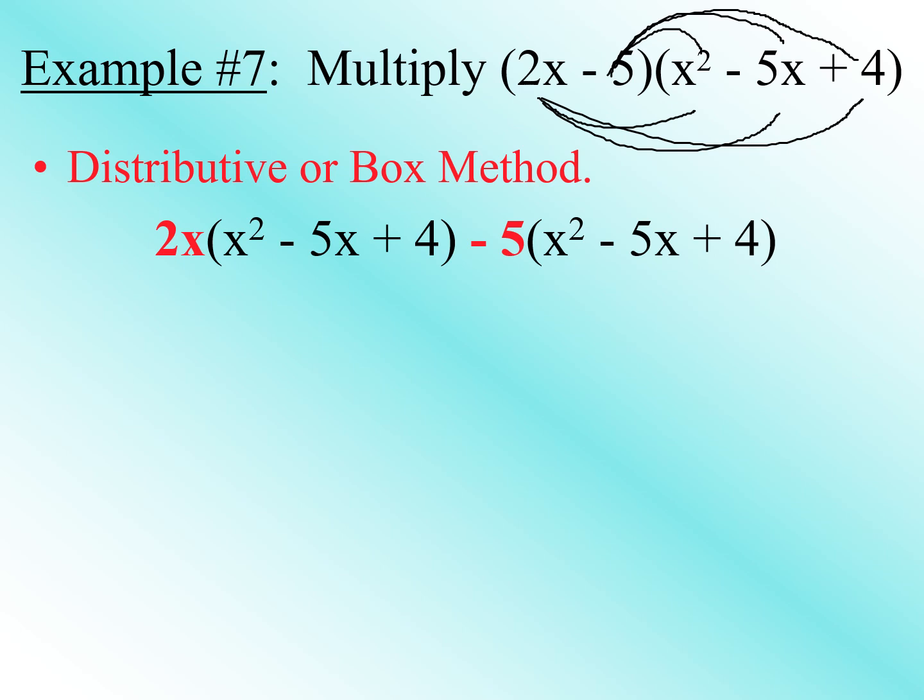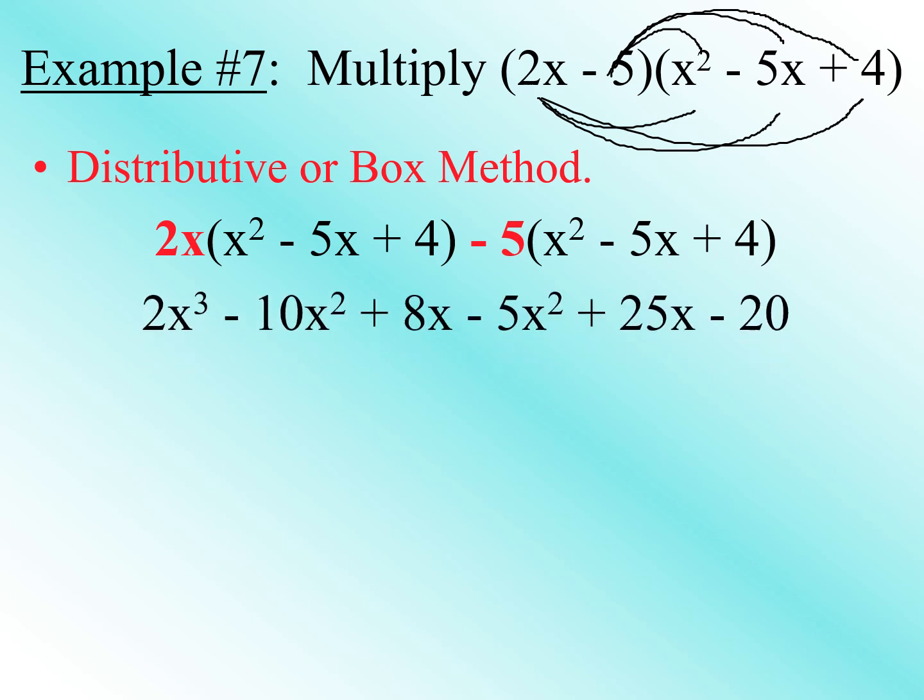Okay, and after that, we also have to apply the distributive property again, which means that we will distribute 2x to each of the terms here. So 2x times x squared, that is 2x cubed. And then 2x times negative 5x, you multiply the coefficients, 2 times negative 5, that is negative 10x squared. So we have to apply the product rule. 2x times 4, that is 8x.